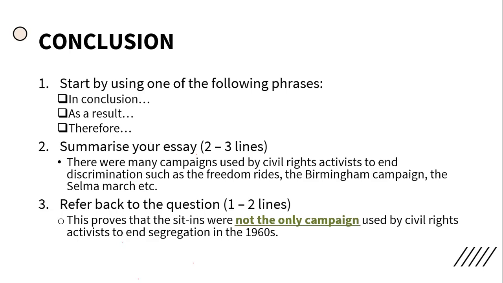And then you basically summarize your essay in about 2 or 3 lines, where you say there were many campaigns used by civil rights activists to end discrimination, such as the Freedom Rides, the Birmingham Campaign, the Selma March, etc. And then you refer back to the question in your last line, where you say this proves that the sit-ins were not the only campaign used by the civil rights activists to end segregation in the 1960s. So it's just that little punch to tell the examiner, look here, I proved your statement. Here it is. Bam, you can't say anything to me.